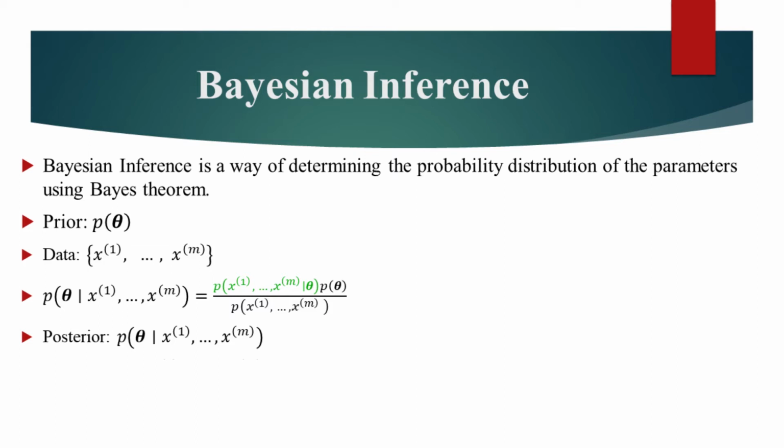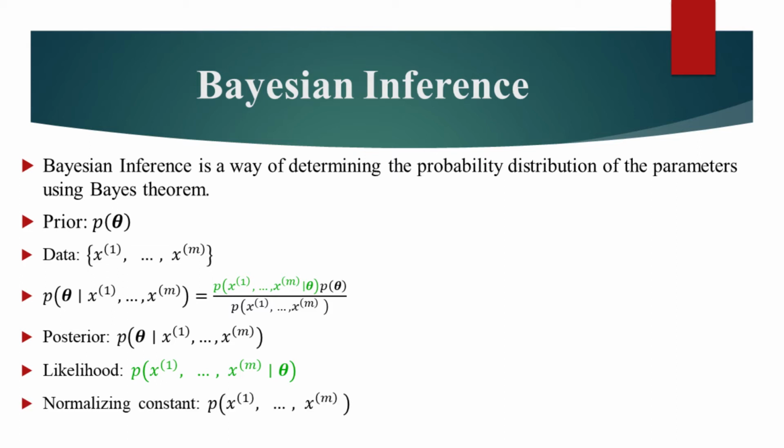P(data given theta), in green, is the likelihood function. The divisor p(data) is a normalizing constant which ensures that the posterior is a valid probability distribution that integrates to 1. We will now see that it is sometimes okay to omit calculating this constant, because the result will be proportional to the posterior anyway.